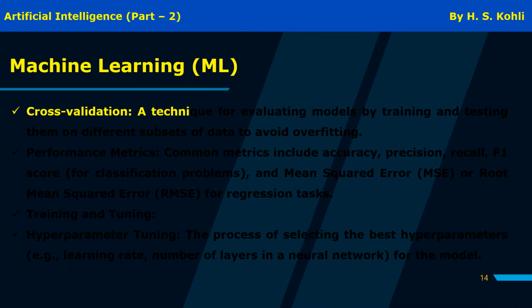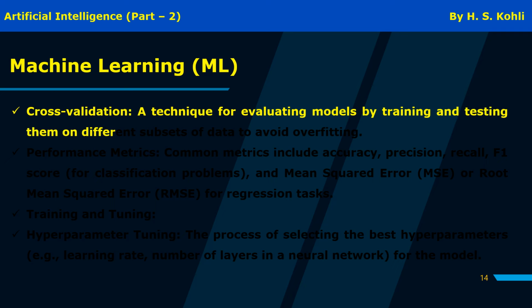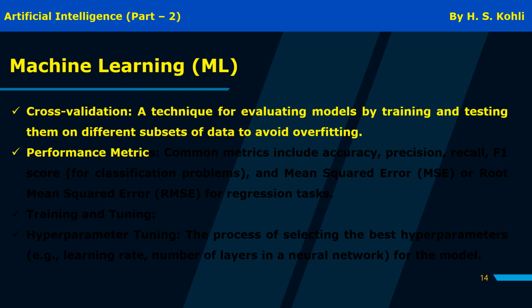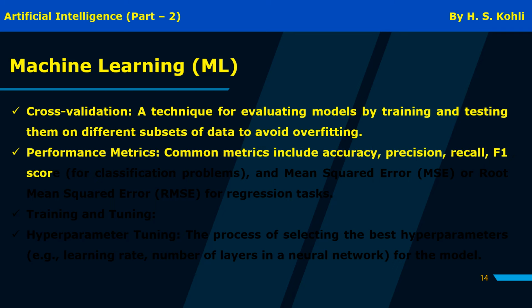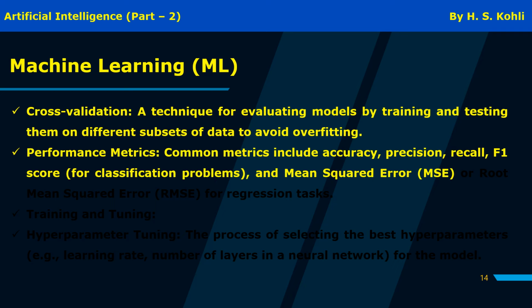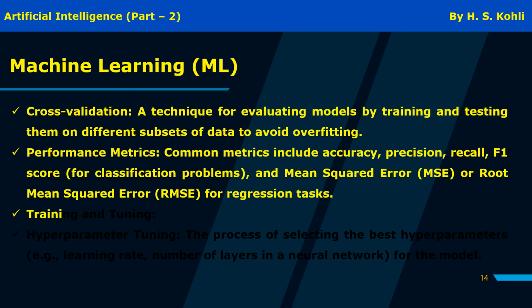Cross-validation, a technique for evaluating models by training and testing them on different subsets of data to avoid overfitting. Performance metrics. Common metrics include accuracy, precision, recall, F1 score, for classification problems, and mean squared error, MSE, or root mean squared error, RMSE, for regression tasks.